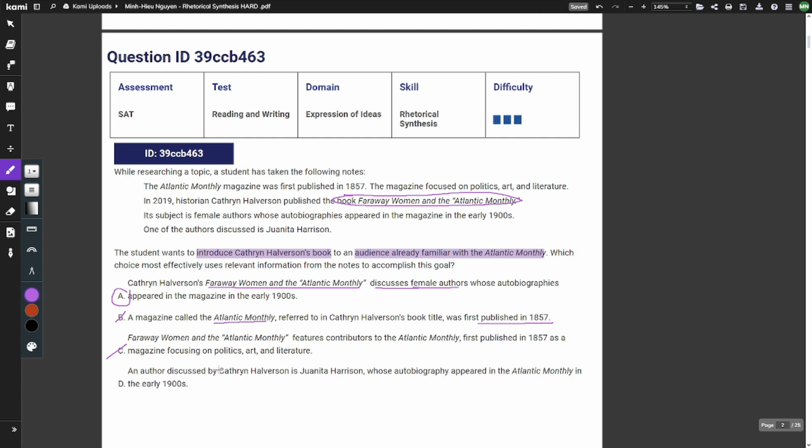An author discussed by Catherine Howerson is Juanita Harrison, whose autobiography appeared in the Atlantic Monthly in the early 1900s. So, yes, it doesn't give any background information on the Atlantic Monthly, so this part is good. However, it doesn't introduce her book at all. It doesn't even say the book's name, so that's why it's going to be wrong. And our answer is going to be A, because it introduces her book, it says it's about female authors, and it doesn't provide any background information on the Atlantic Monthly.